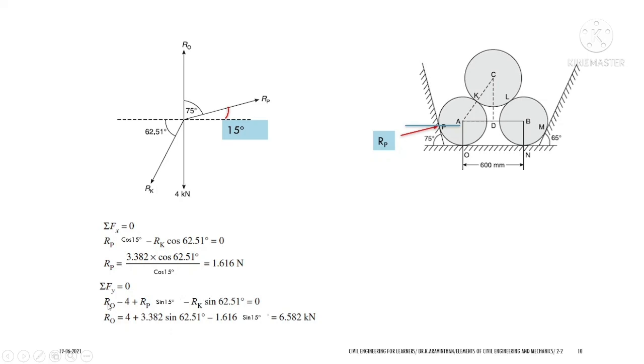And if you need RO, you can substitute RP, which we have found earlier, and RK which is known, which is 3.382. You can substitute this and take everything outside this equation in order to find RO. Now if you simplify, you will be getting 6.582 kilonewton. Yes, so we have found all the support reactions of this problem.